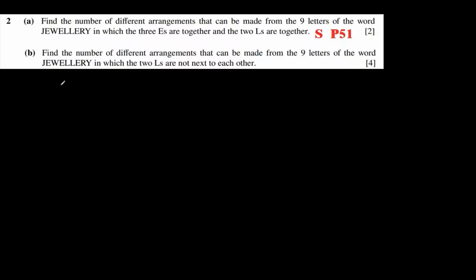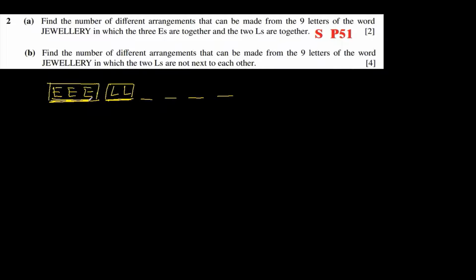Whenever they say that certain letters are together, write them together and make a box around them. That means they are not 3 letters anymore, they become 1, wherever they move together. Now 2 L's are also together, so we'll bind the 2 L's, right? But these E's and these L's can move about independently. So now we are left with J, W, R and Y, right? So now there are 6 places, 1 place for E's, 1 place for L's, and 4 places for others.